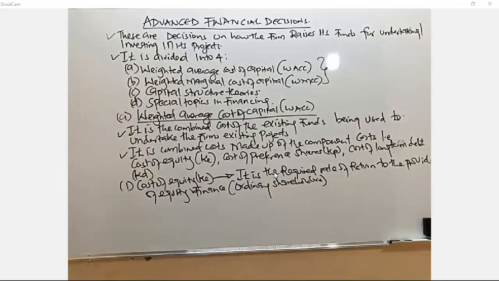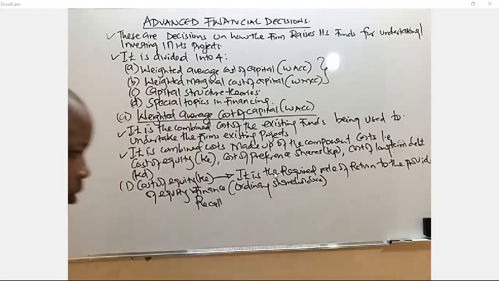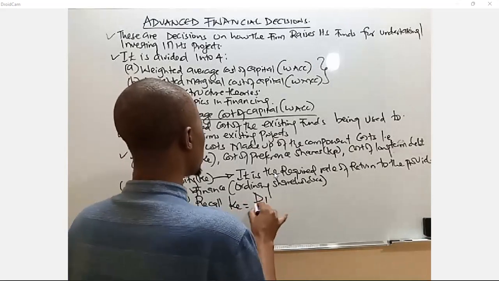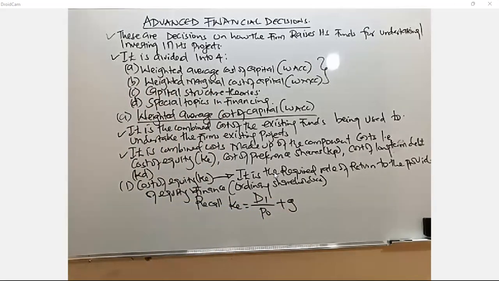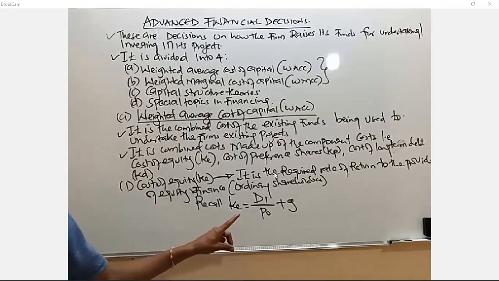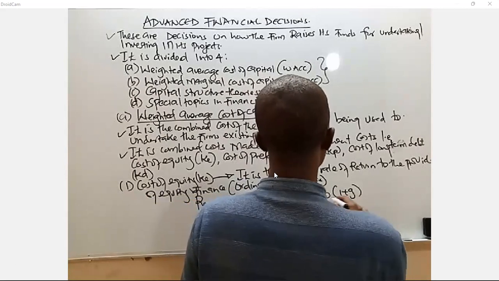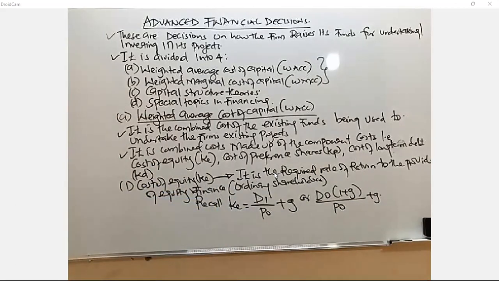We have already determined the formula used to calculate the cost of equity. I remember when we were doing the Gordon's dividend growth model, in mergers and acquisitions, we said that to get the cost of equity, we take the expected dividends, D1, divided by the intrinsic value P0, plus g. This is when we are given the expected dividends. Or when we are given the current dividends, we normally use D0(1+g) divided by P0, plus g.